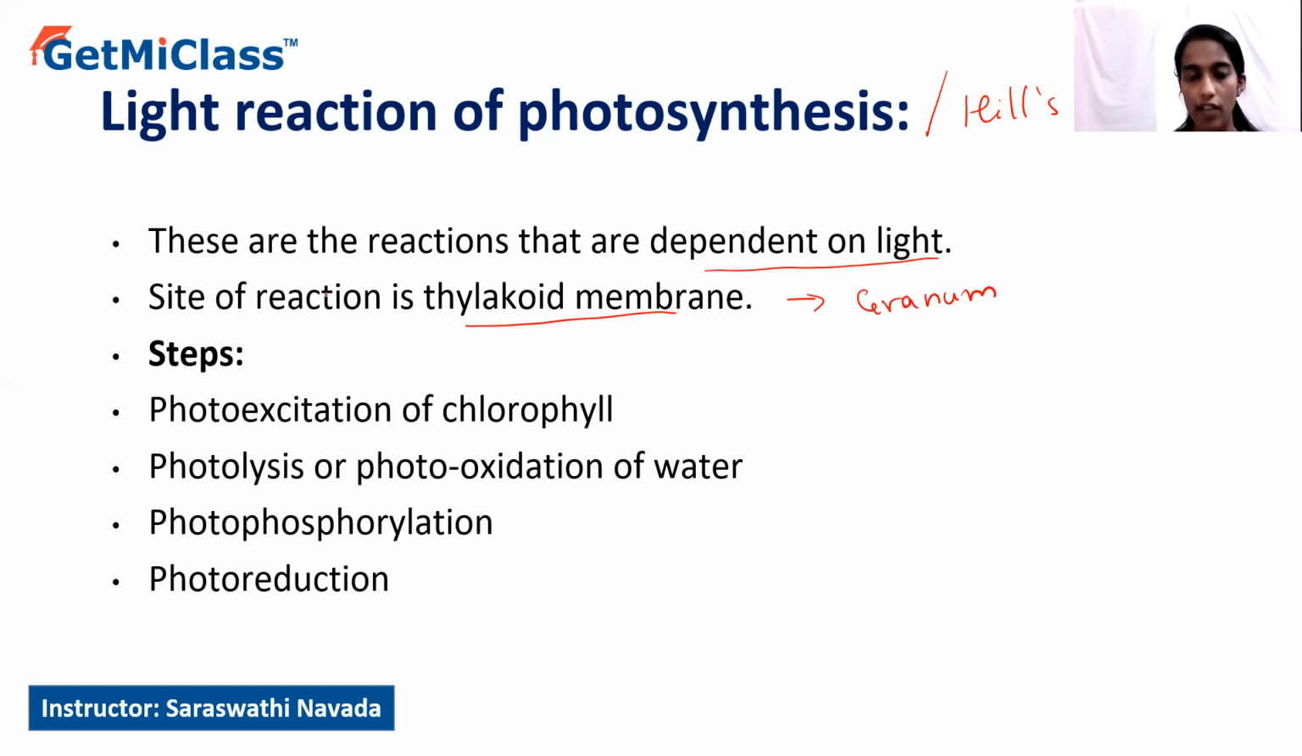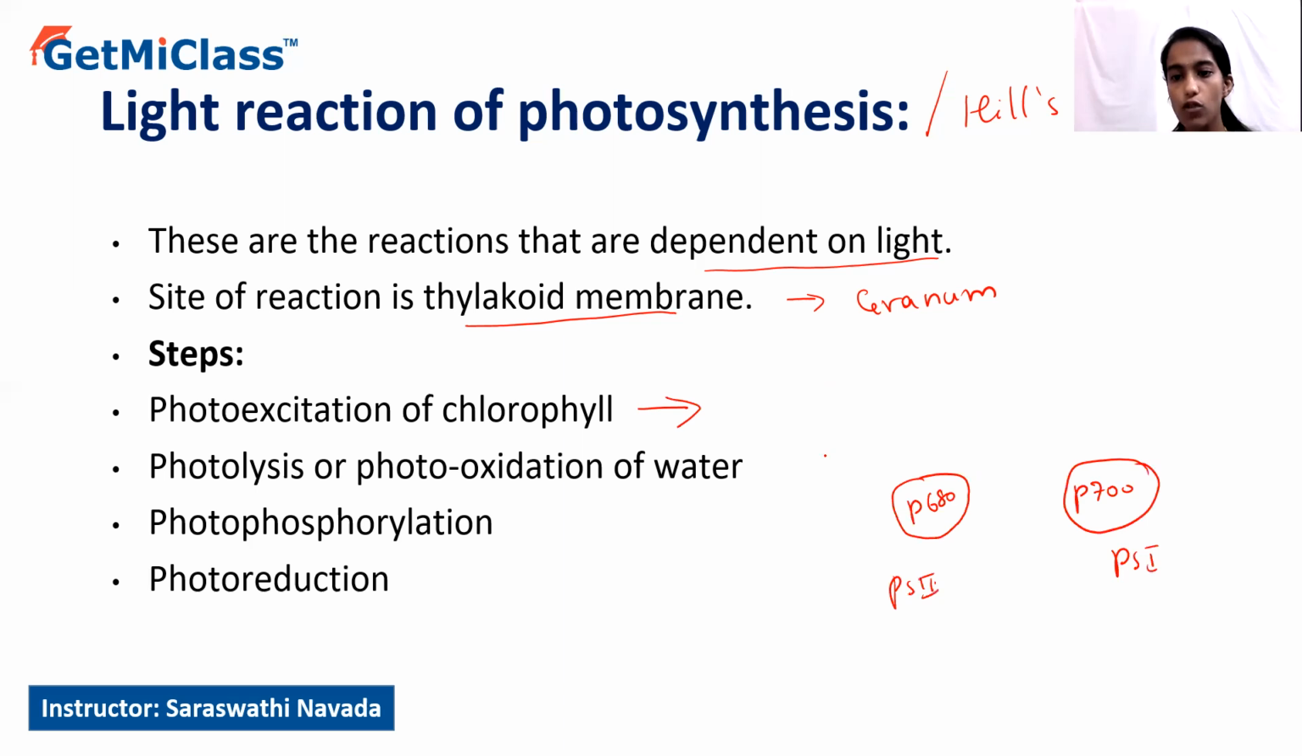This light reaction involves 4 different steps: photoexcitation of chlorophyll, photolysis of water or photooxidation of water, then photophosphorylation and photoreduction. What is meant by photoexcitation of chlorophyll molecule? Here there will be the reaction center. Let us consider P680 as well as P700, which are the reaction centers of photosystem 2 and photosystem 1 respectively.